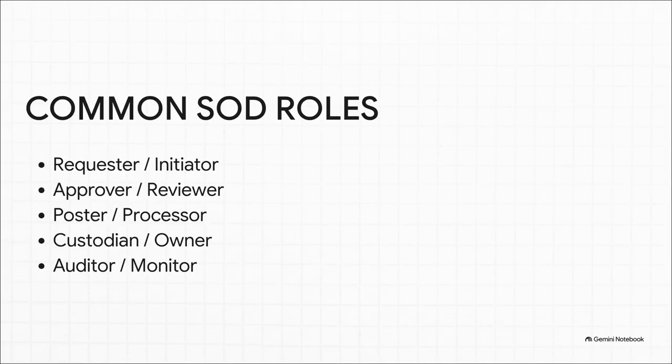And who exactly is running this relay race? Here are the common SoD roles in ERP. You've got the requester or initiator, the approver or reviewer, the poster or processor, the custodian or owner, and the auditor or monitor. Now, don't get it twisted, the auditor isn't just sitting back passively. They're actually in the trenches, actively monitoring logs and exceptions to catch anomalies the absolute second they happen.